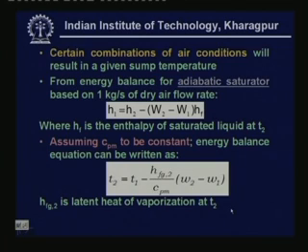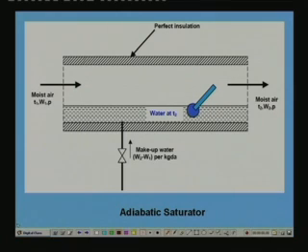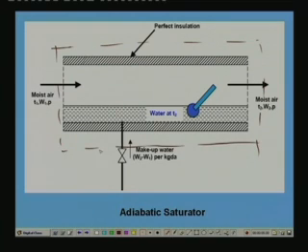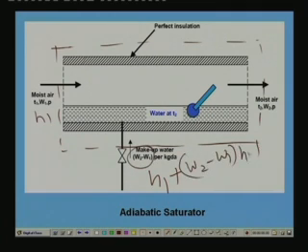Now, certain combinations of air conditions will result in a given sump temperature. From the energy balance for the adiabatic saturator, based on 1 kg per second of dry air flow rate, we can derive this energy balance equation. If you take this as a control volume and apply the energy balance equation, you find that energy coming in is energy going out. Everything is on the basis of 1 kg of dry air, so energy coming in is nothing but h1 plus (W2 minus W1) times hf, where W2 minus W1 is the amount of water evaporated in the adiabatic saturator, and hf is the saturated liquid water enthalpy at temperature T2. This is the energy entering, and the energy leaving is nothing but h2.